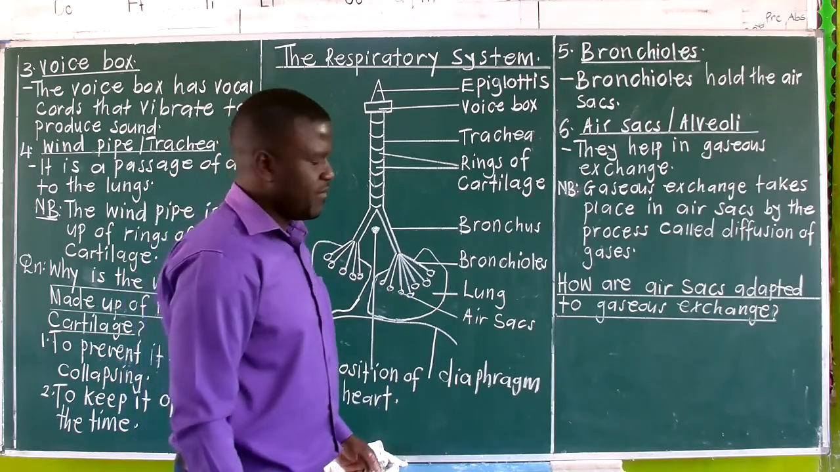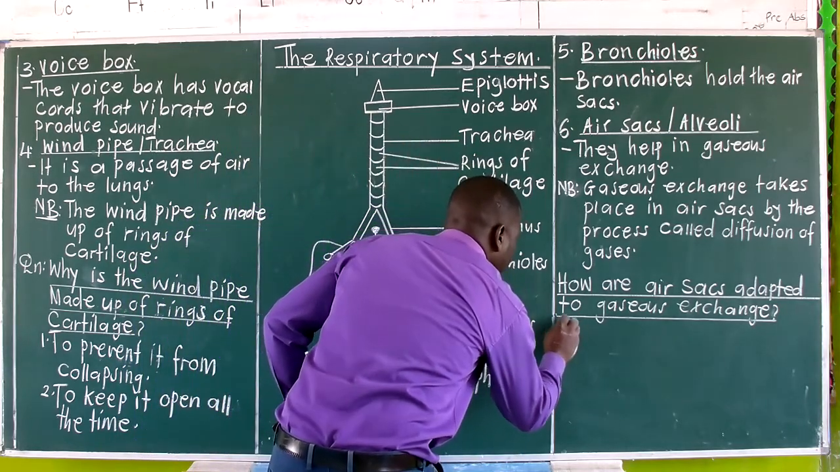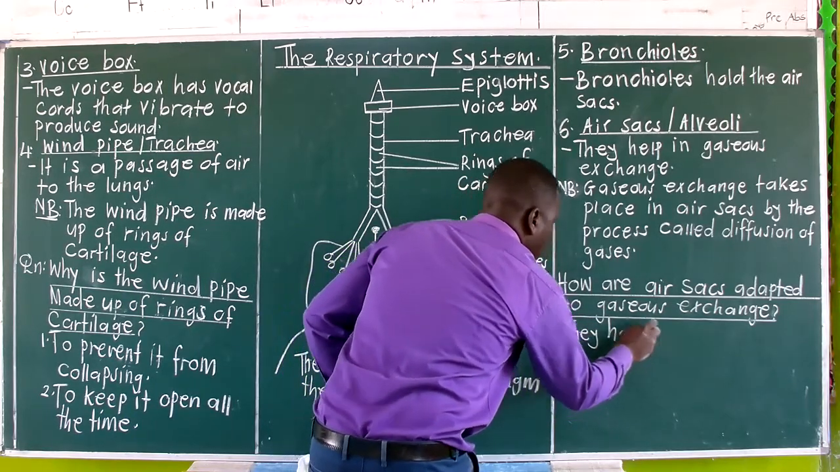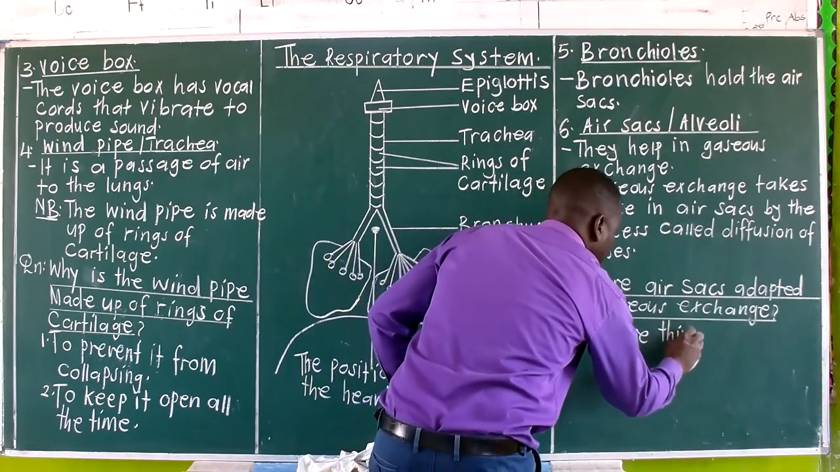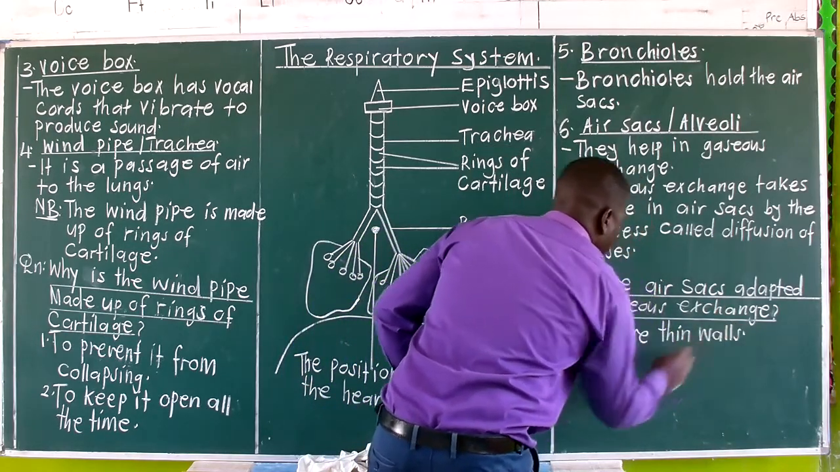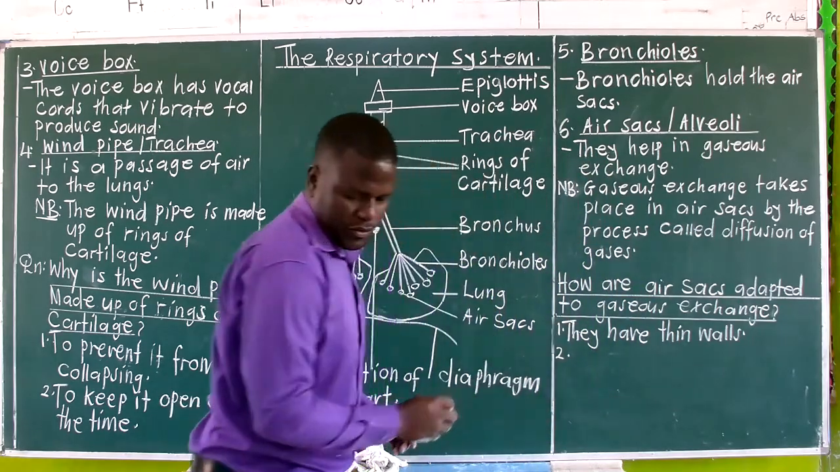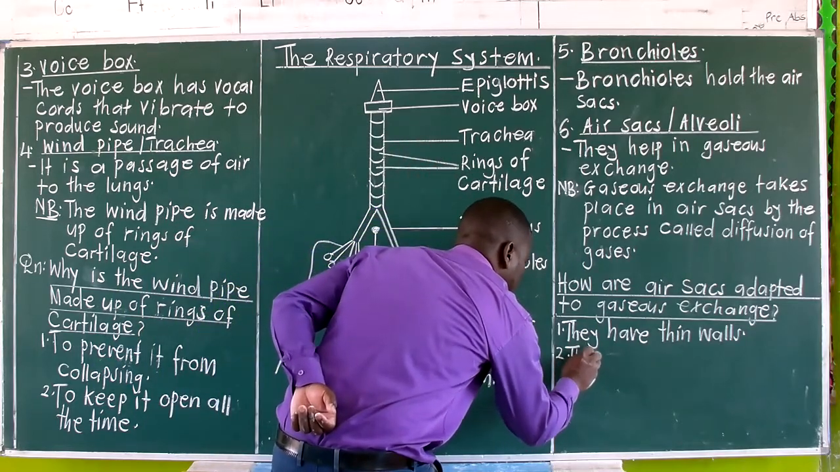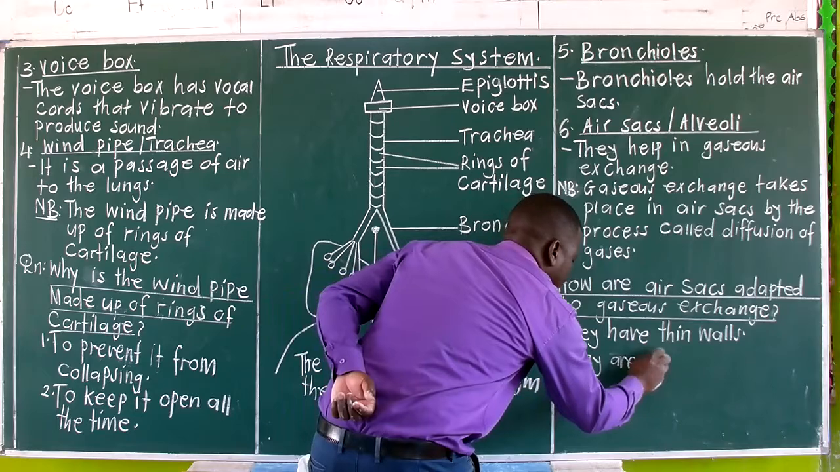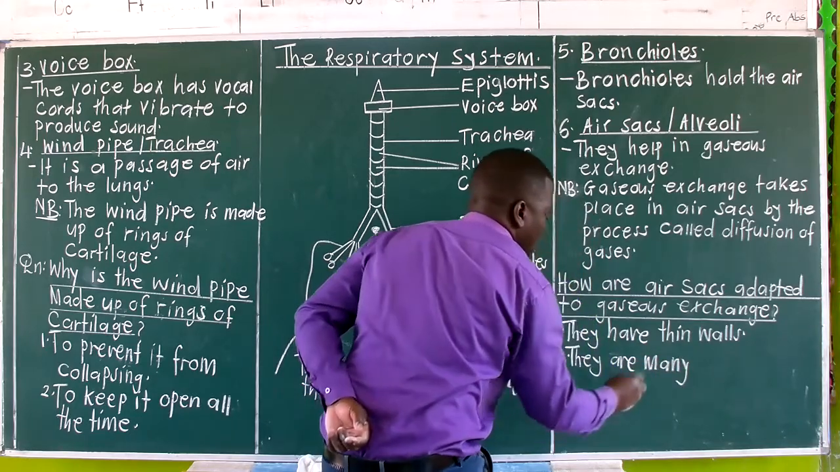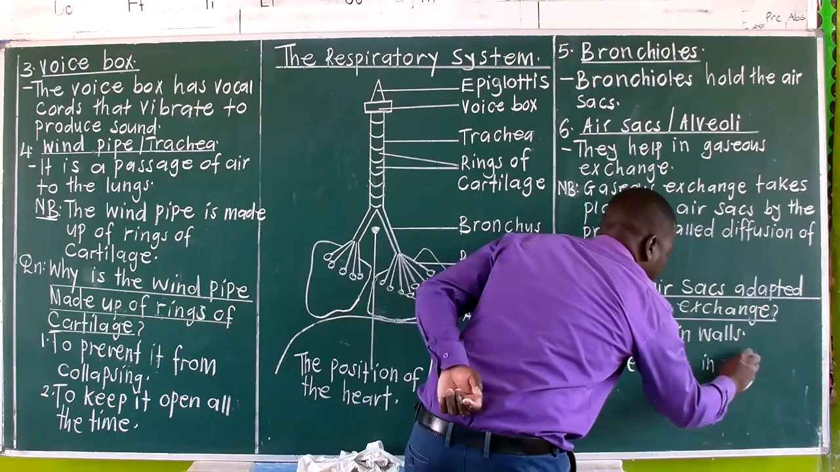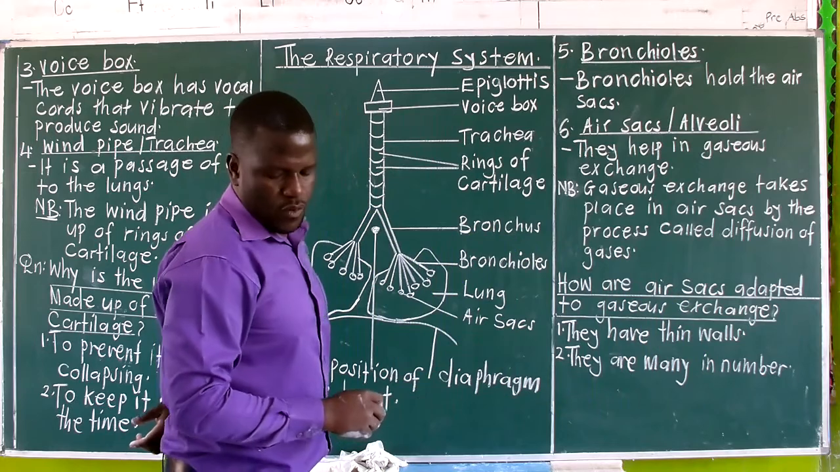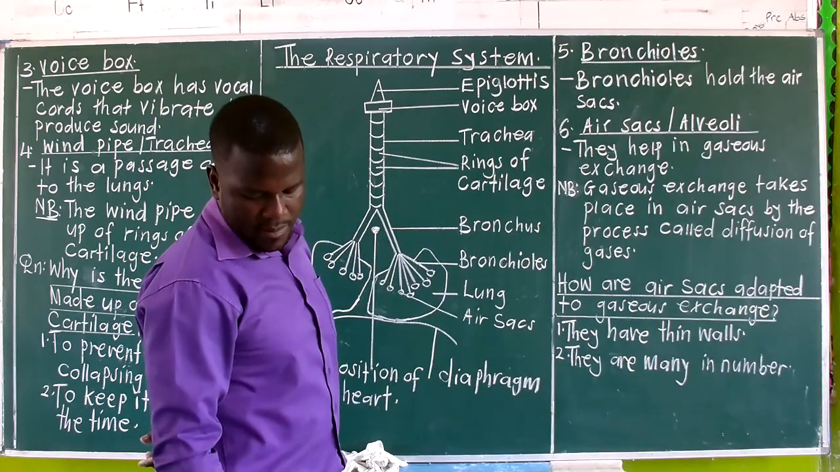One, they have thin walls. Number two, they are many in number, or they are numerous. They have thin walls. They are many in number.